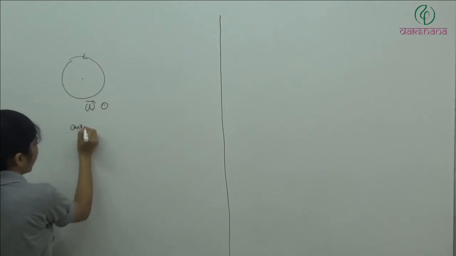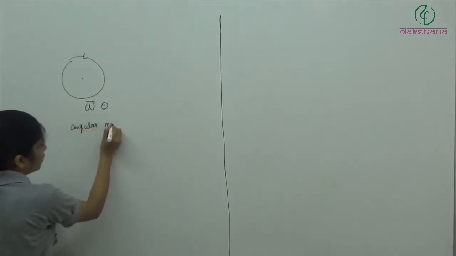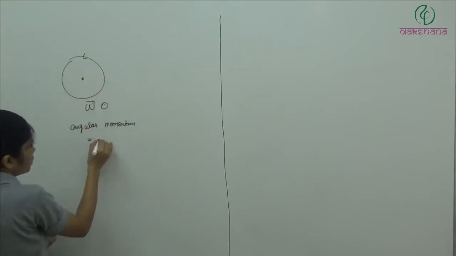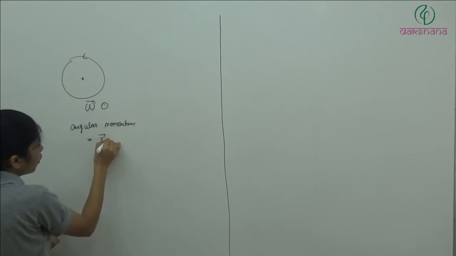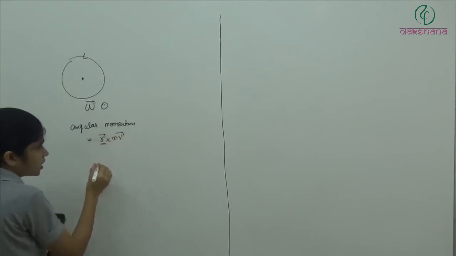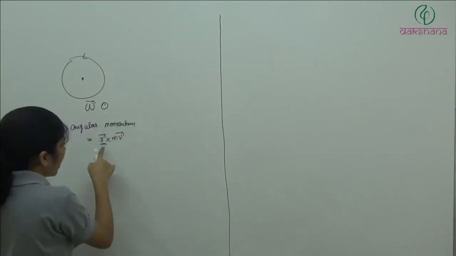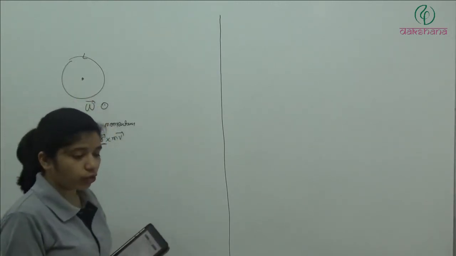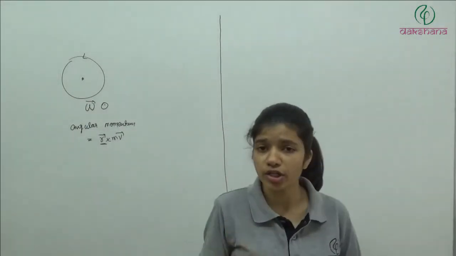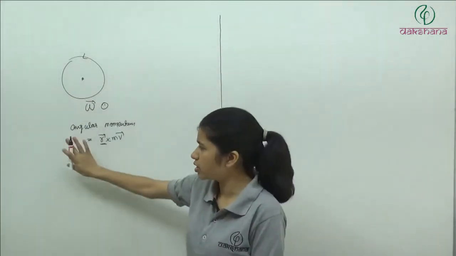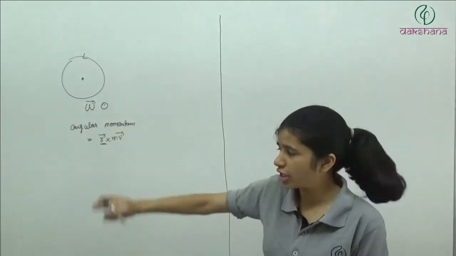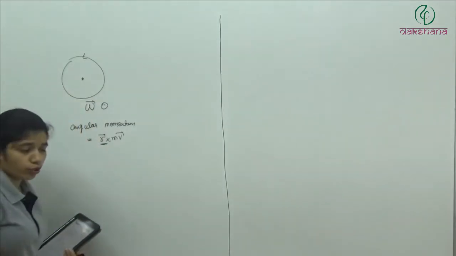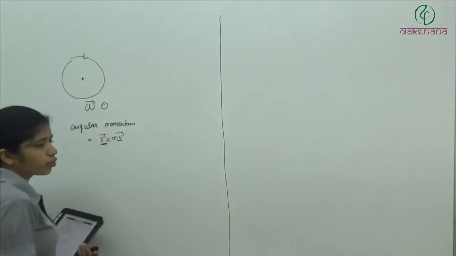You have not studied angular momentum yet, but angular momentum is found about a point and is equal to r cross mv, where r is the distance of the object from that point about which we are going to find the angular momentum. This you are going to study in rotation in detail. We just have a question, so I am telling you this very small concept. And v is the velocity of that object.